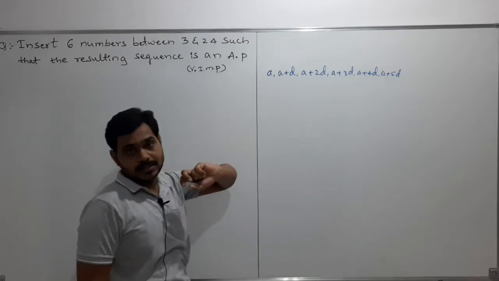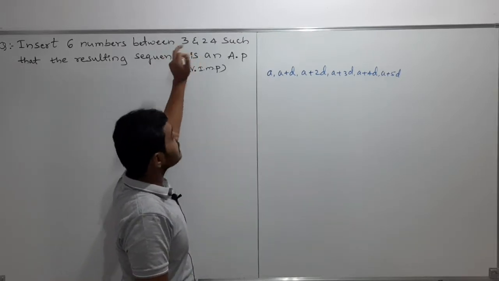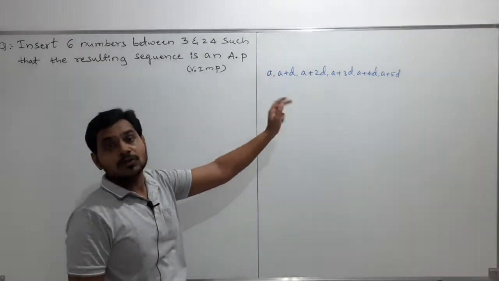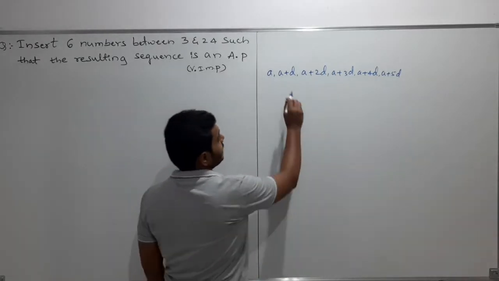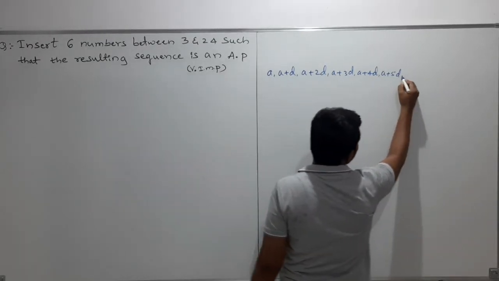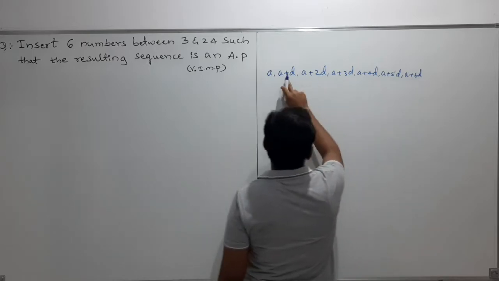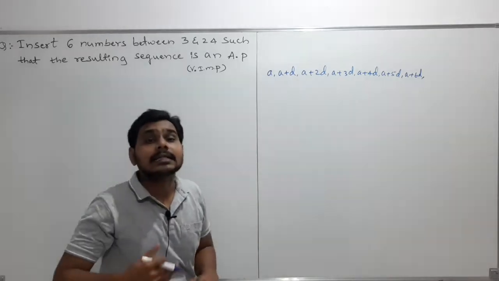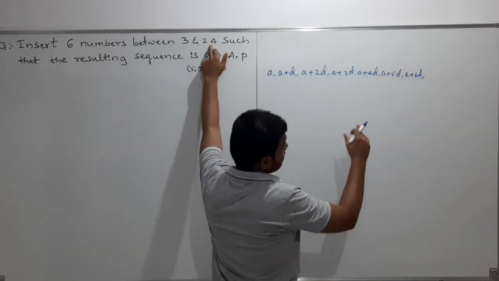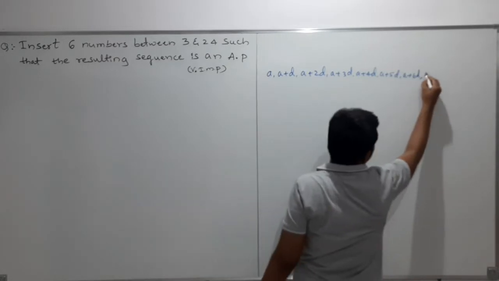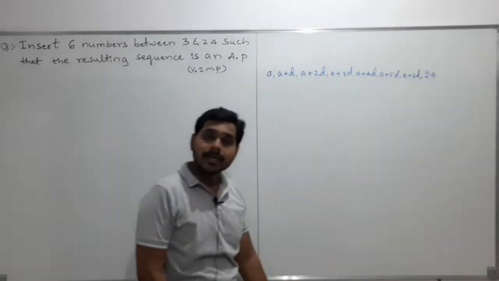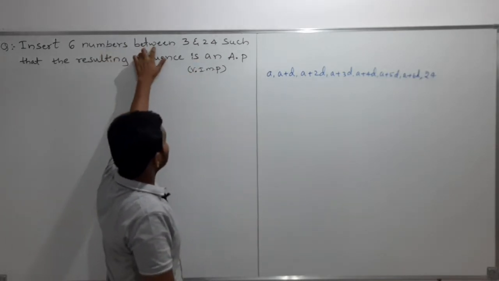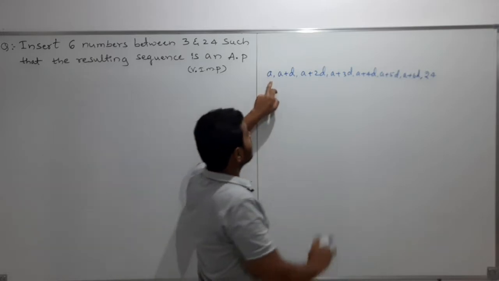Between 3 and 24 means the first term will be 3. And after that, how many terms should we insert? We should insert the 6 terms: 1, 2, 3, 4, 5, 6. Clear? 6 numbers we should insert. Then after inserting the 6, the last term they have given is 24. Am I clear? So they told us we should insert 6 numbers between 3 and 24.